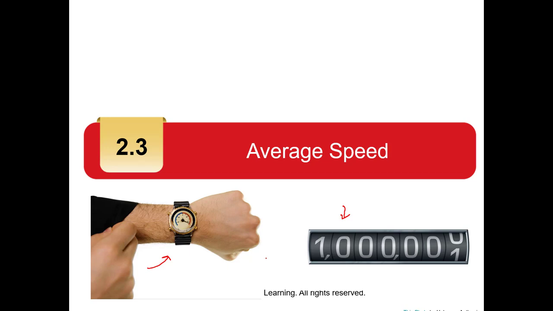That does not mean that when you passed Gaffney, you were going exactly 50 miles an hour. You might have been going, let's hope not, but you could have been going 100 miles an hour. Or you could have been going 20 miles an hour in a traffic jam. Those are instantaneous speeds. The average speed is for the entire trip. What did you average?